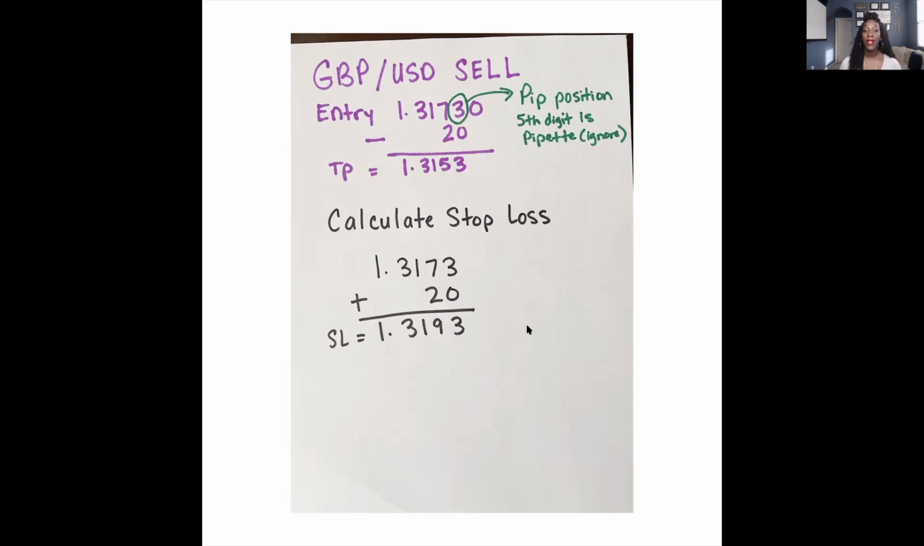All right, so calculating your stop loss, if we wanted to do a 20 pip stop loss, remember, we're selling. So here we're selling. Our take profit is down here. And now we're going to calculate our stop loss, and we're just going to add 20 pips. So our stop loss will go on top. So all you do is go 1.3173, add 20 to 73, and then just bring it down. And this is your stop loss, 1.3193. All right, so now let's take a look at yen pairs and see exactly how you do that.